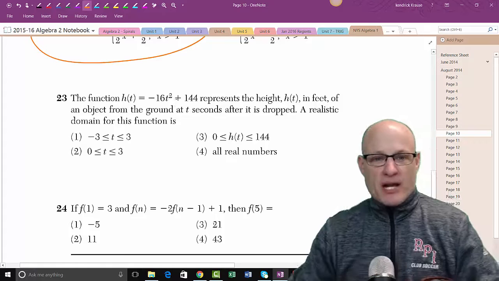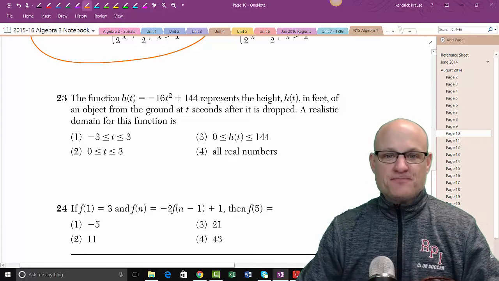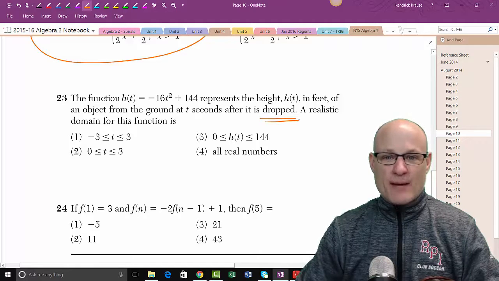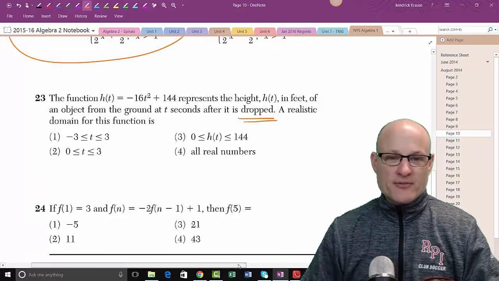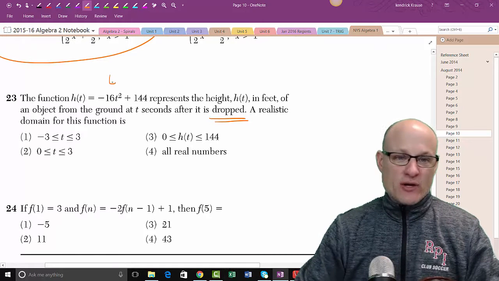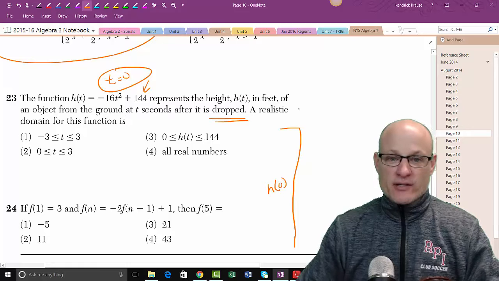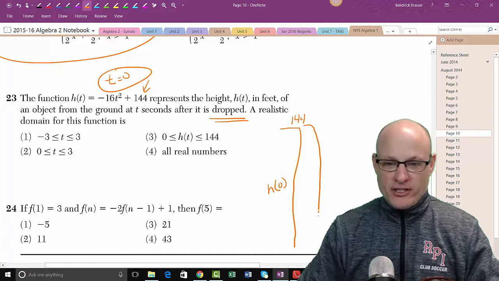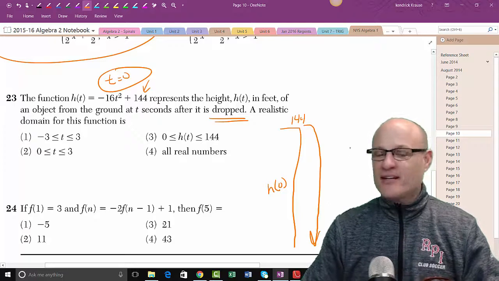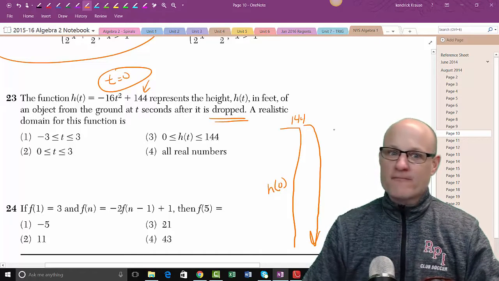Okay, the function represents the height in feet of an object from the ground at t seconds after it is dropped. So here's what you got. First of all, at t equals 0, at 0 seconds, this thing is 144 feet up in the air. So the height of 0, the height when this thing starts, is 144 feet. And then you're going to drop it. Kersplat! God, I am one heck of a drawer.